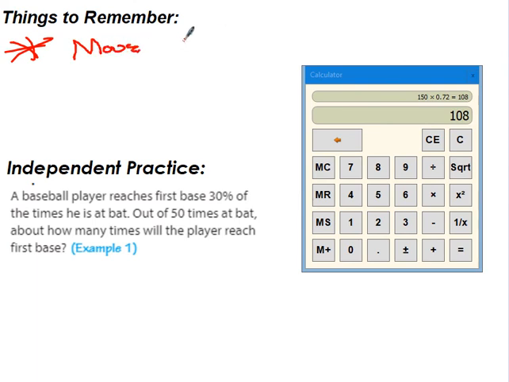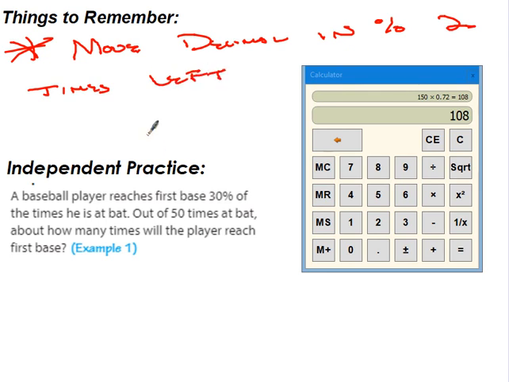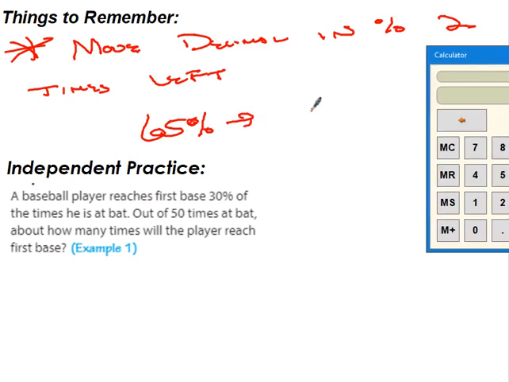Move the decimal in the percentage 2 times to the left. And then show an example of that. So if I have 65%, that's really 0.65. Then we can multiply. So don't multiply the percentage. Always move it over twice to the left, which would be your 1, 2.